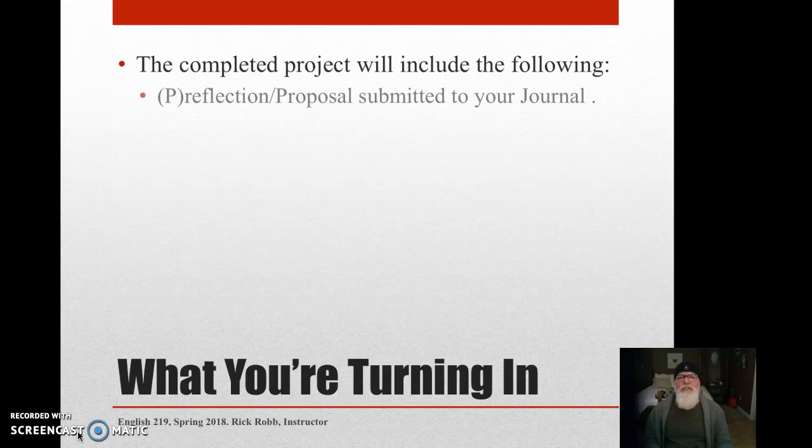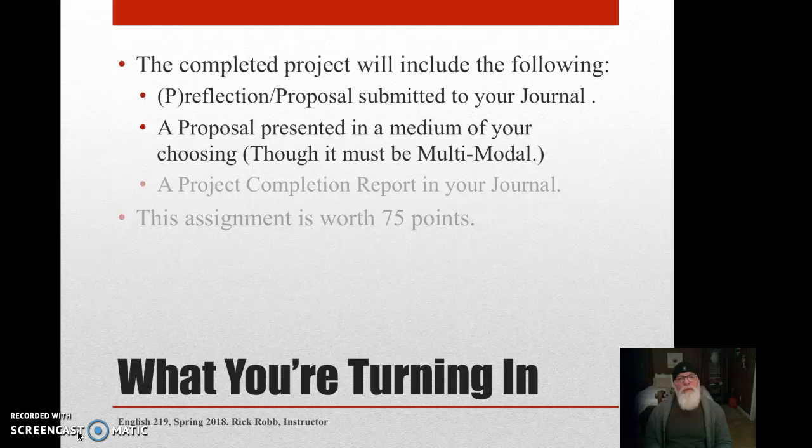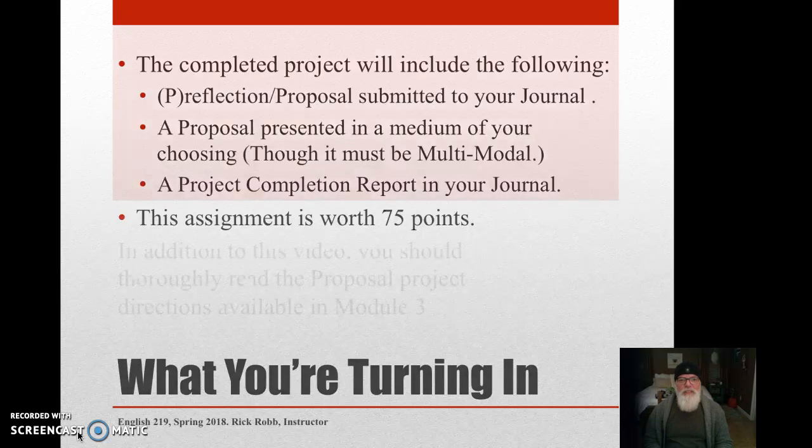The completed project is going to include the following. So you're going to have that preflection or proposal. It's going to be submitted in your journal, and you can see the schedule for the dates on that. The proposal presented in a medium of your choosing, though it must be multimodal, remember that. And then a project completion report in your journal. This overall assignment is worth 75 points with the reflections, the journal entries worth 10 points each.